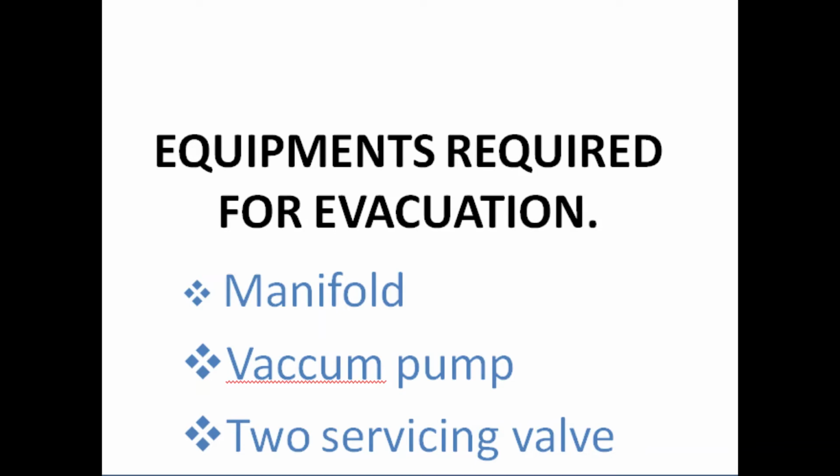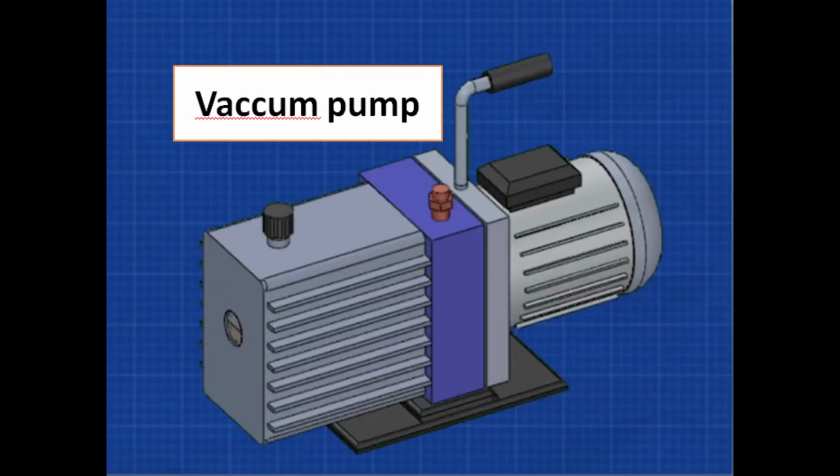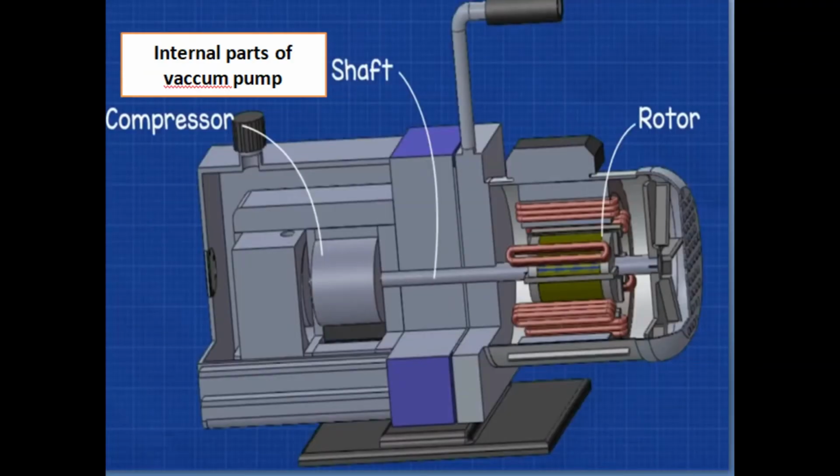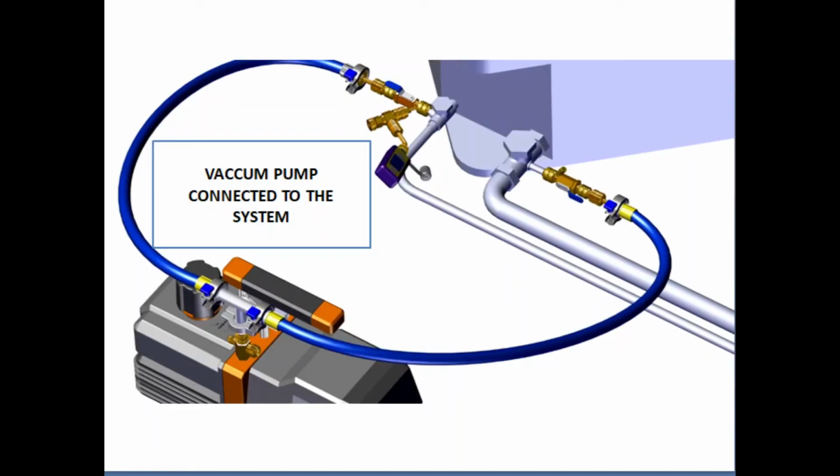This is the vacuum pump externally, and also this is the vacuum pump showing the external parts. Such parts include rotor, shaft, and compressor. During evacuation, the pump will be connected in this way.